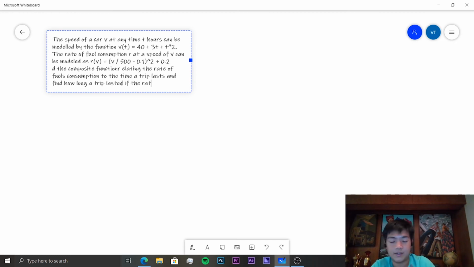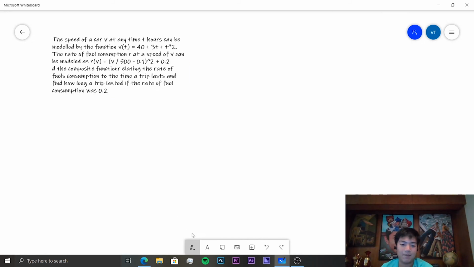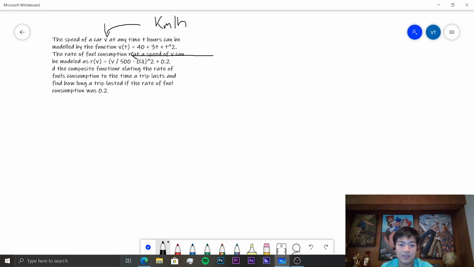If the rate of fuel consumption was 0.2. Of course, sorry, I forgot to mention that v is in kilometers per hour, and r is in liters per kilometer. So, well, what's the composite function?